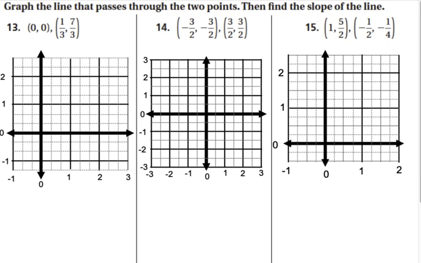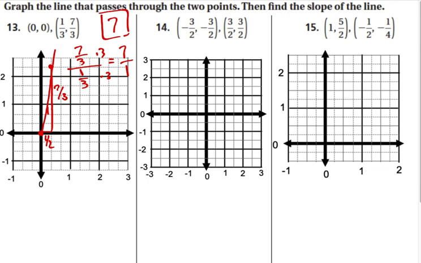Okay, graph the line that passes through the 2 points, then find the slope. On this one, we've got 0, 0. Oh, good, it's a proportional relationship. And 1/3, 7/3. 1/3, 7/3 would be right there. This goes over 1/3 and up 7/3. So the slope would be 7/3 over 1/3. If I multiply top and bottom by 3, I get 7 over 1. So the slope here is 7. This line goes up 7 times as fast as it goes to the right.